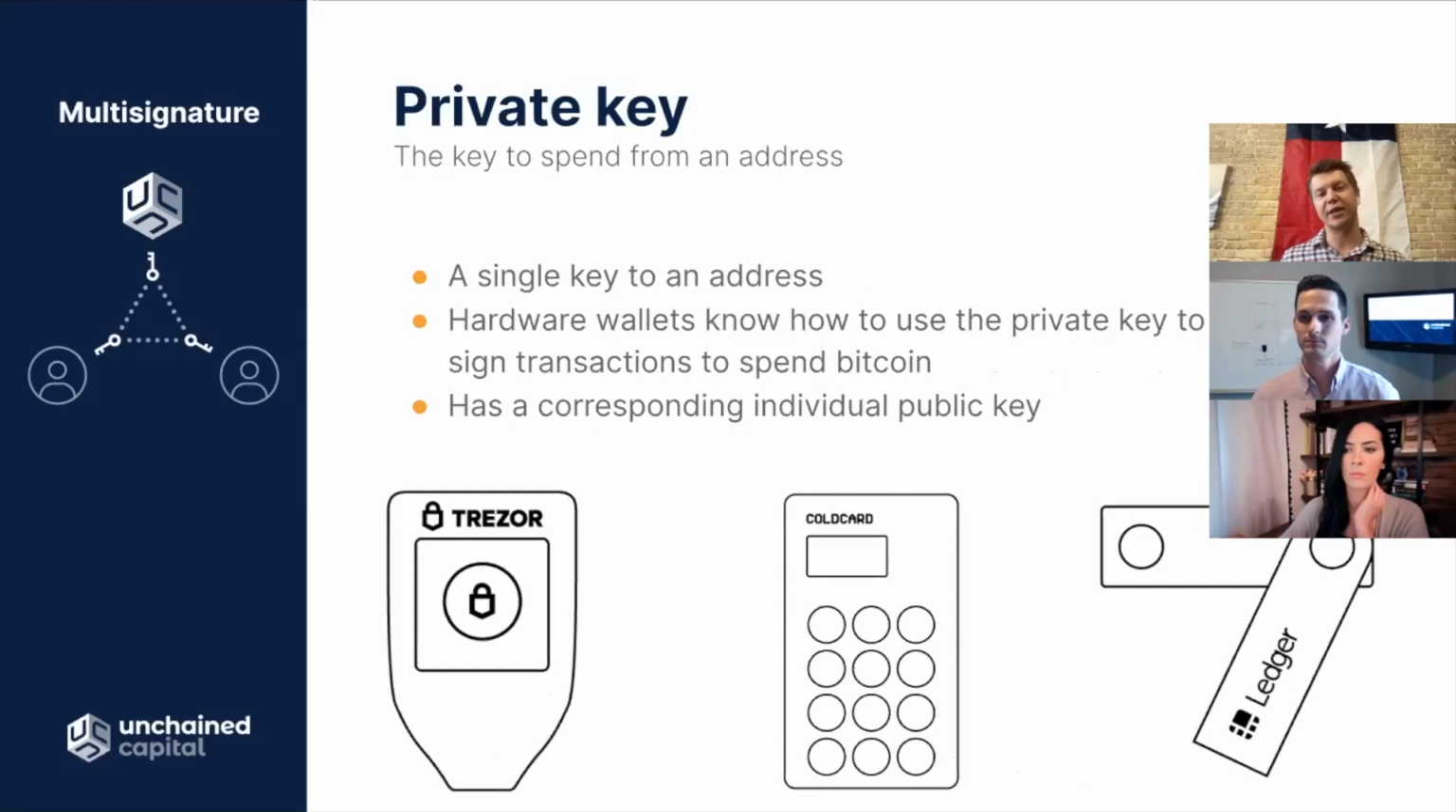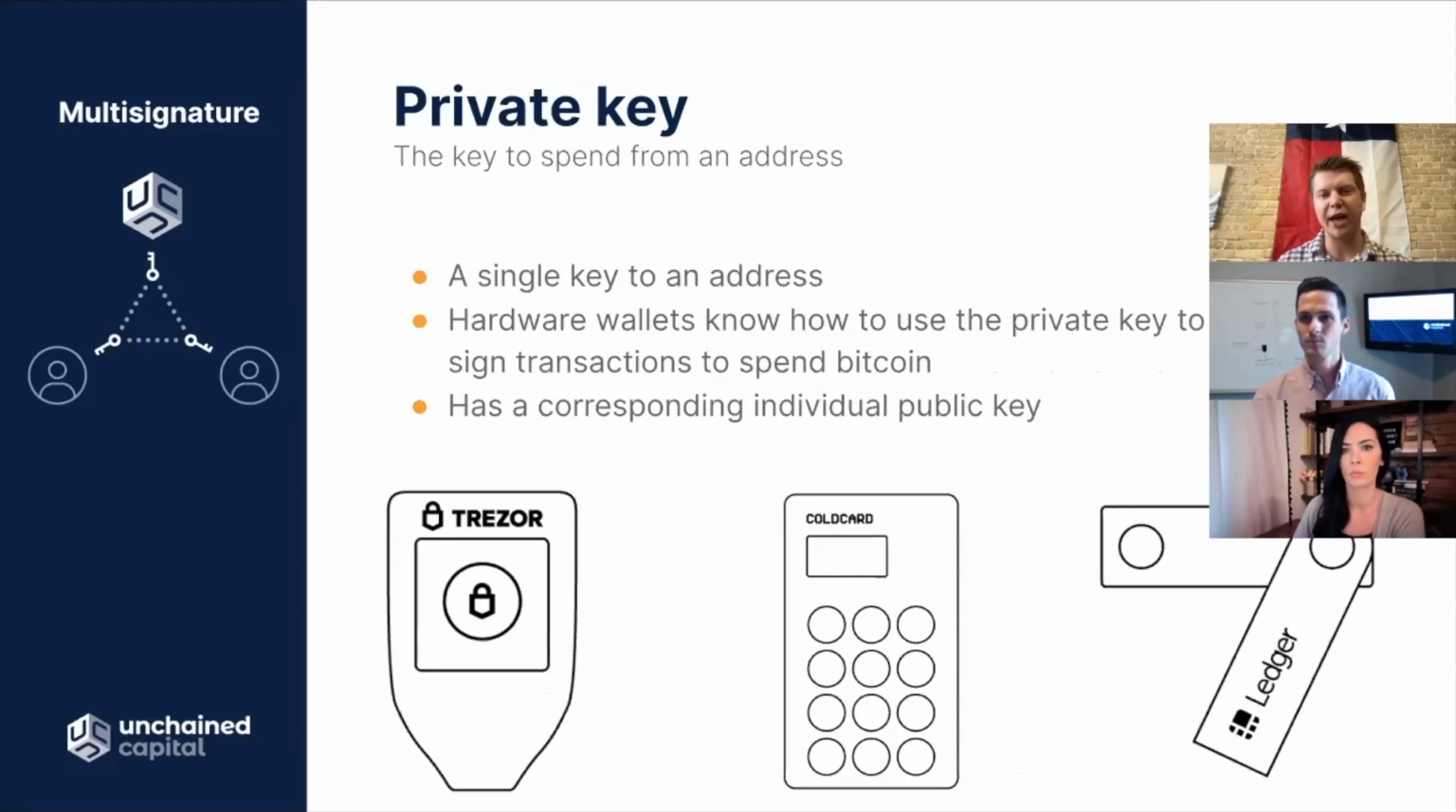Now, the private key, our next key term, is the key that's used to spend from an address. So if your public key is thought of as your lock, the private key is the key that you insert into that lock that allows you to spend from an address. So hardware wallets, these devices, Trezors, Ledgers, Coldcards, and others, they know how to use that private key to sign transactions and to spend Bitcoin.